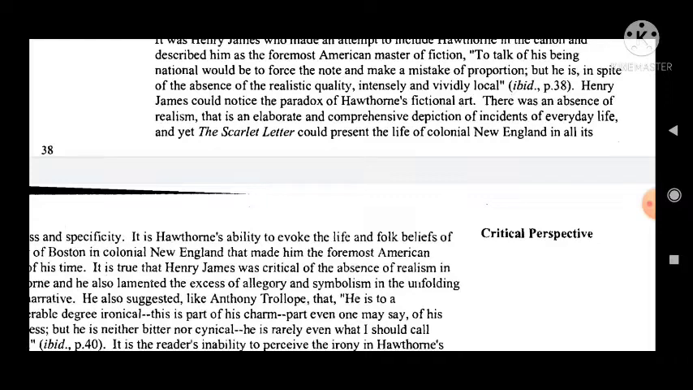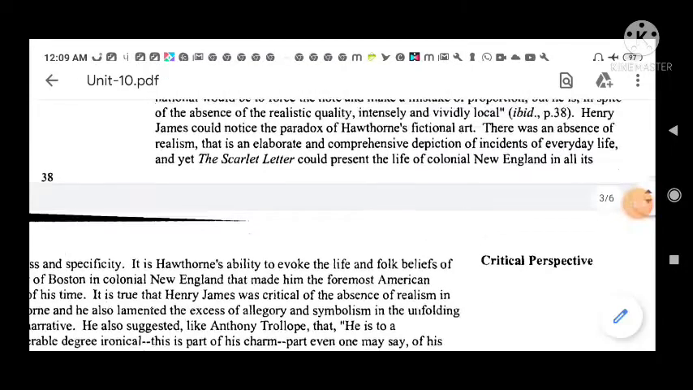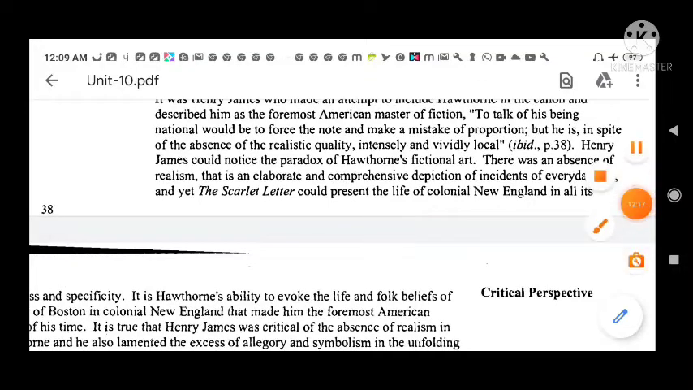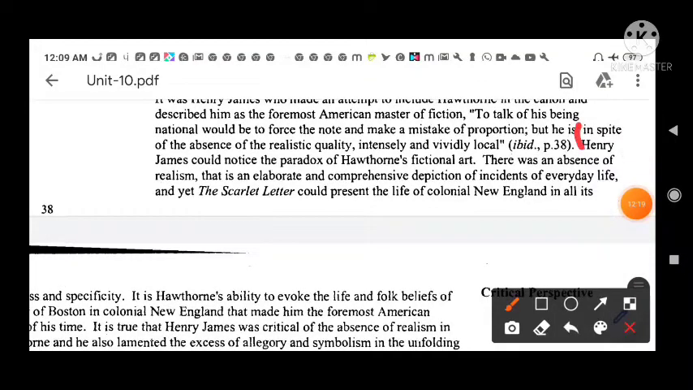So Henry James could notice the paradox of Hawthorne's fictional art. So who noticed the paradox of Hawthorne's fictional art? The answer is Henry James.